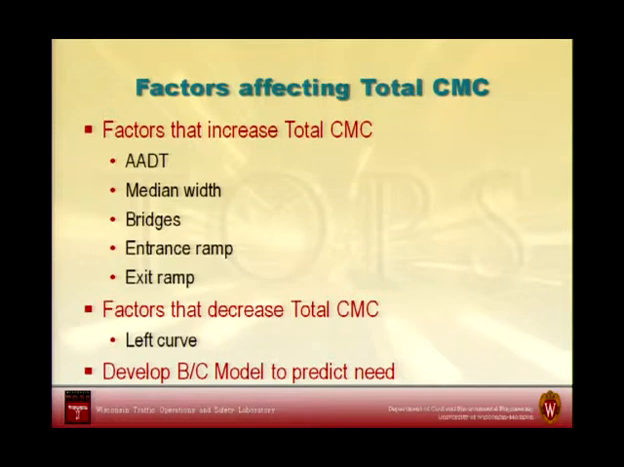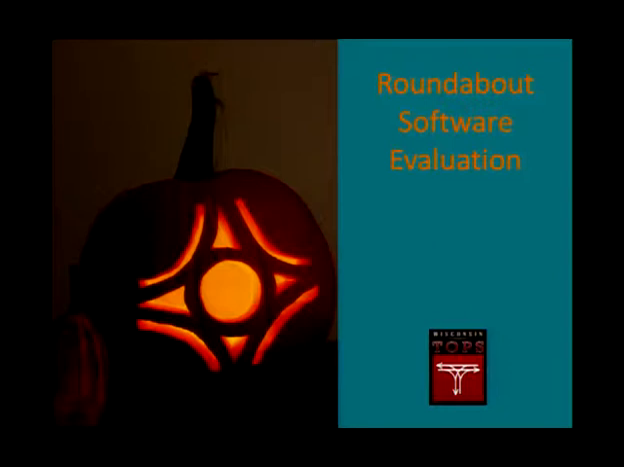But the common areas were near bridges and the entrance and exit ramps that go along with them. So the merging conditions, people coming on and forcing vehicles off in a crossover type application. Left curves tend to lower the number of crashes, and that makes some sense, right? If you're going to go off the road, you're not going across the median. And we were able to develop some benefit-cost type models that they're able to use to predict these types of crashes. Okay? So that's a very traditional way of looking at a transportation safety problem.